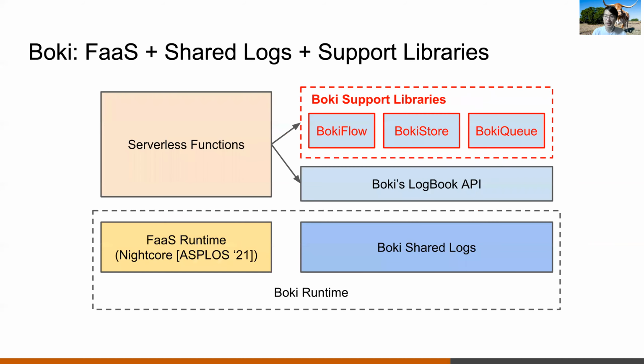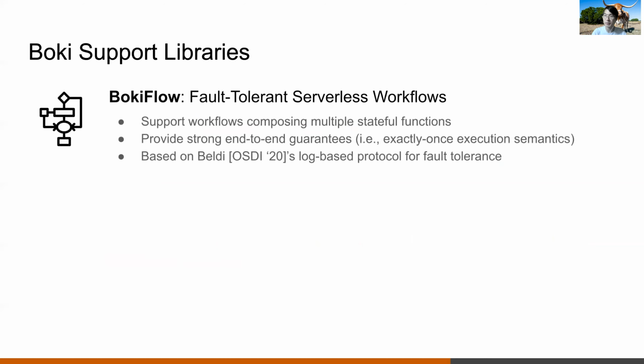The last piece in Boki's architecture is support libraries. We built 3 support libraries for 3 different serverless use cases. The first library is BokiFlow, which provides fault-tolerant serverless workflows. BokiFlow allows composing stateful functions to form a workflow while providing strong end-to-end guarantees, for example, exactly-once execution semantics.